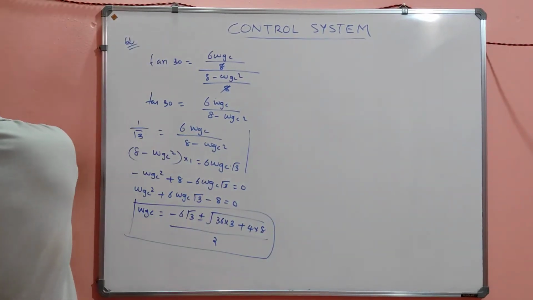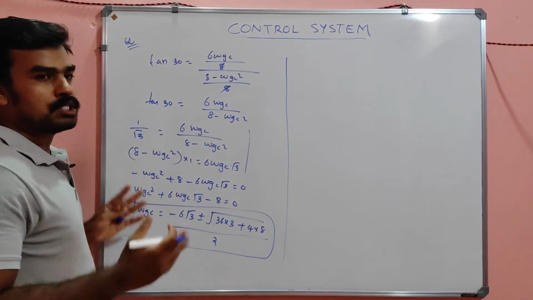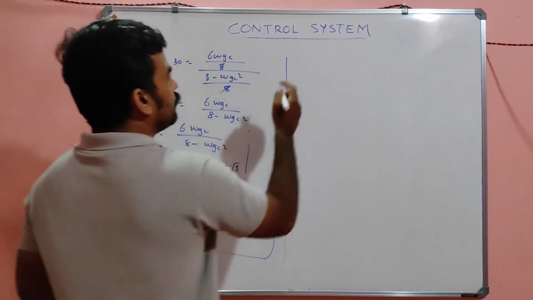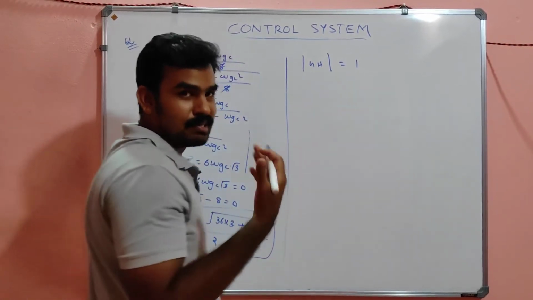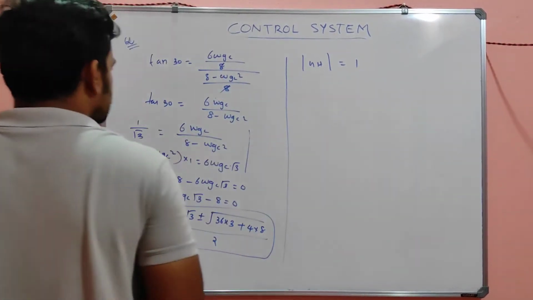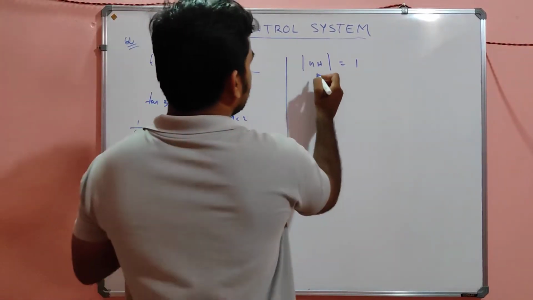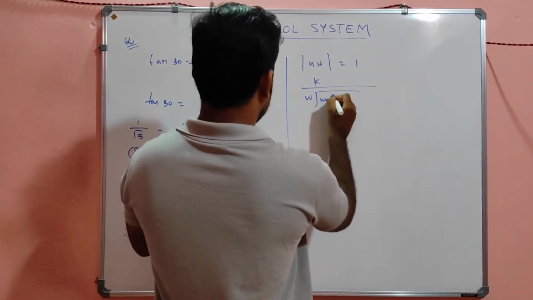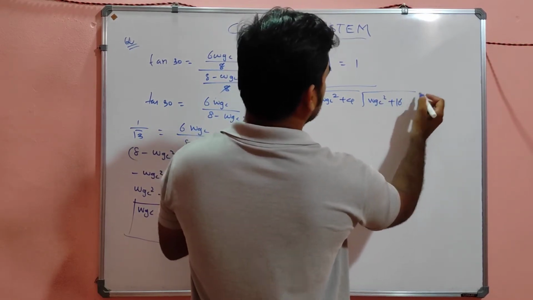And what is the other condition we have? This omega gc, the gain crossover frequency, is nothing but the frequency at which the magnitude of GH is equal to 1. That's called the gain crossover frequency. So what was the magnitude of GH? The magnitude of GH was K divided by omega times root of omega gc square plus 4 and root of omega gc square plus 16, equal to 1.